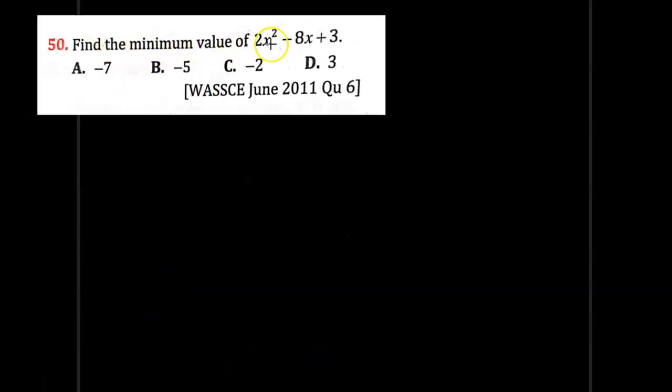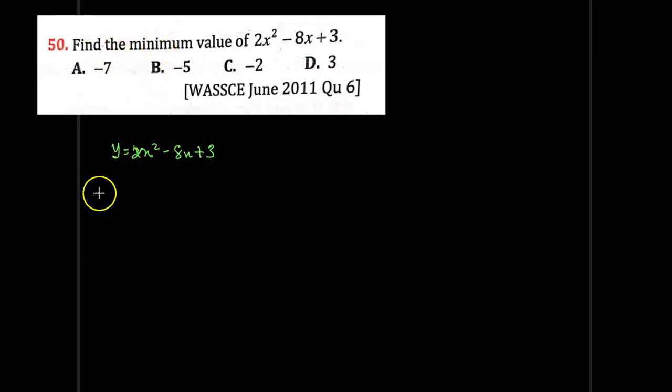Find the minimum value of this. So having the function as y equal to 2x squared minus 8x plus 3. Remember, it's a minimum value for the fact that the coefficient of x squared is a positive number, and therefore it tells you it's going to be a minimum value altogether.